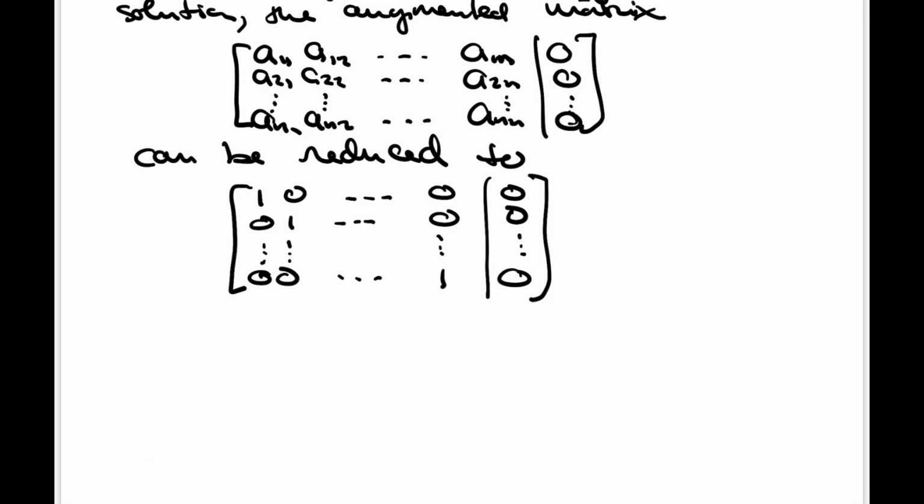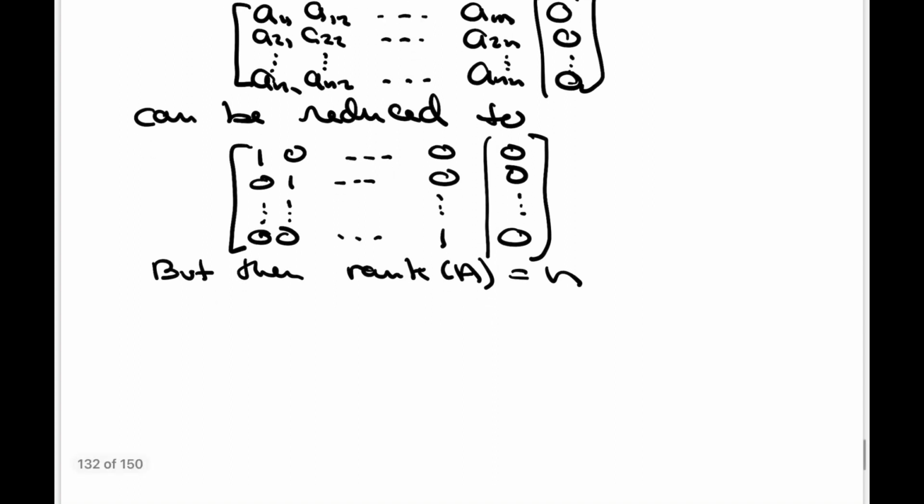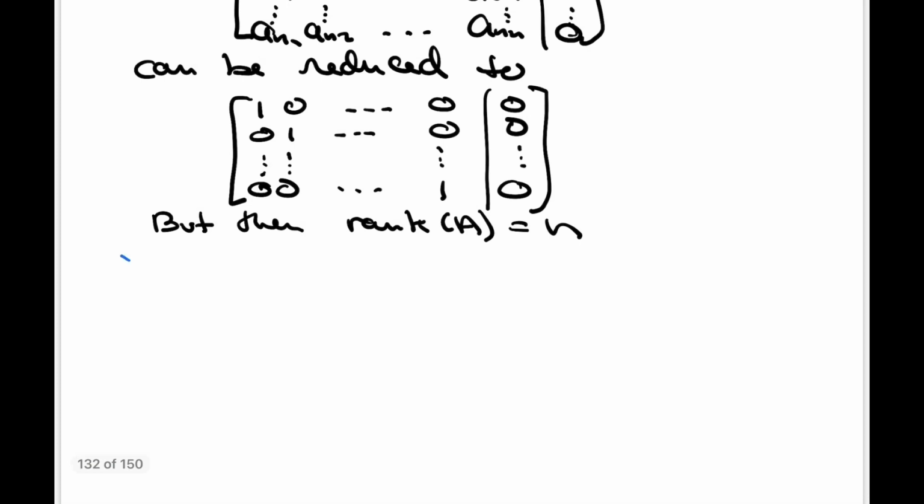But then, well, count the number of leading ones. There are n columns and there are n leading ones, and therefore we can state that the rank of A is equal to n, and that proves the implication. So that leaves us with D implies E, and then E implies A.